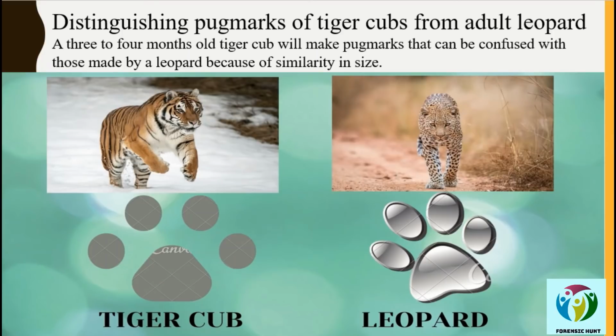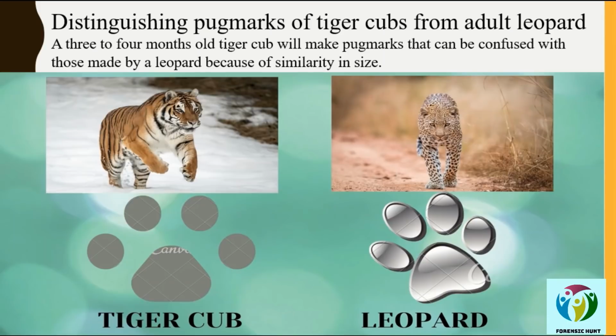The next point, which is very evident from the picture itself, is that if you see the pug mark of a leopard, it is very compact in shape, whereas the pug mark of a tiger is more splayed out. The pad and toes are loosely bound, whereas in the case of a leopard, the pad and toes are held close together. The next difference that you would be able to visualize from the picture is that, when compared, a leopard's toe prints are smaller and narrower than those of a tiger cub. You can see here they are very narrow and smaller.